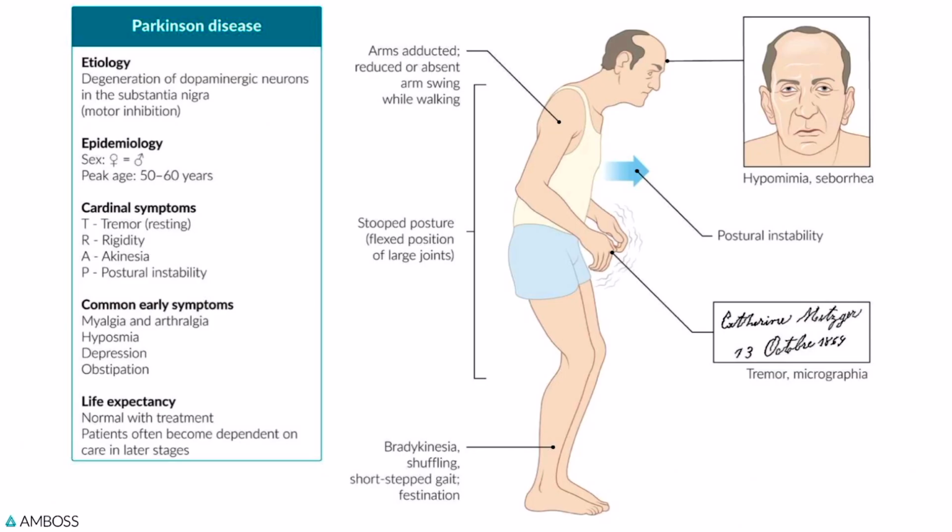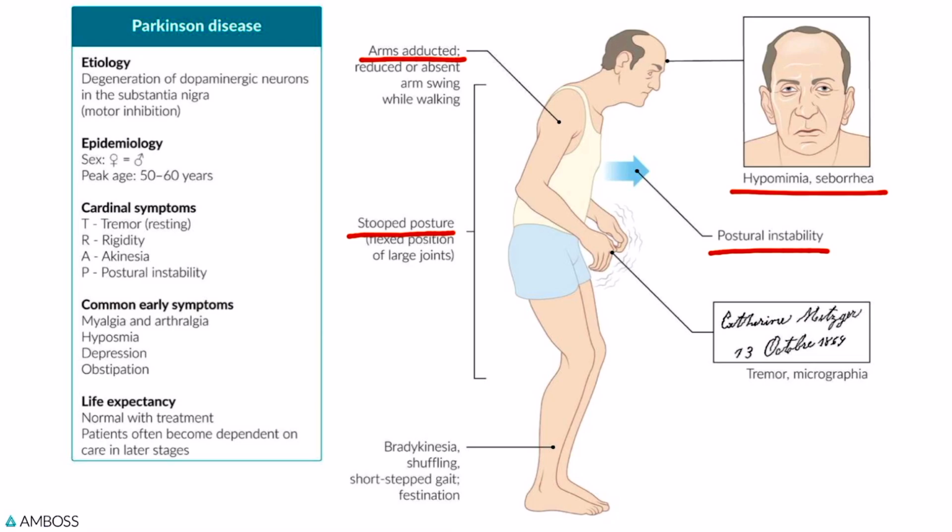Let's see this patient who's diagnosed with Parkinson's disease. His arms are adducted, and when he walks, arm swing is barely seen. He has postural instability and a stooped posture that results from flexed position of large joints. His gait is shuffling with short steps. Let's also note the tremor of both hands at rest, as well as the micrographia. Finally, he has hypomimia and seborrhea.